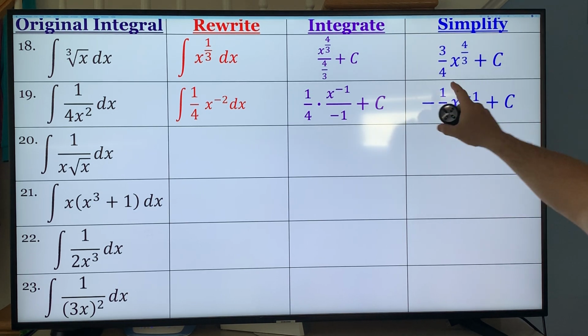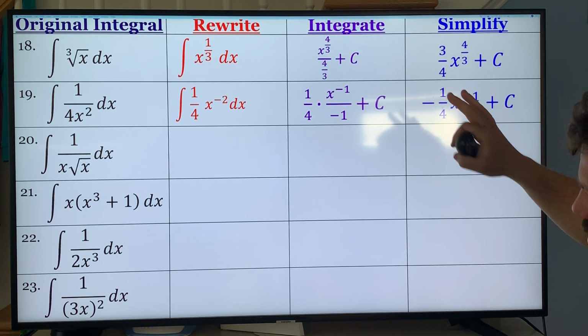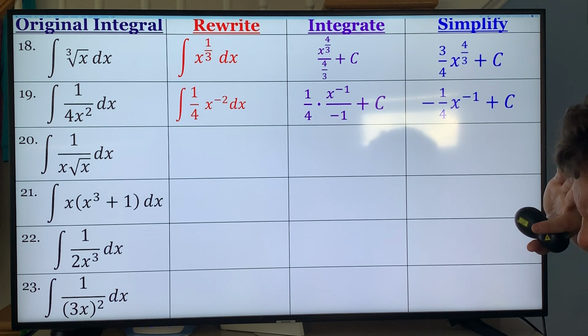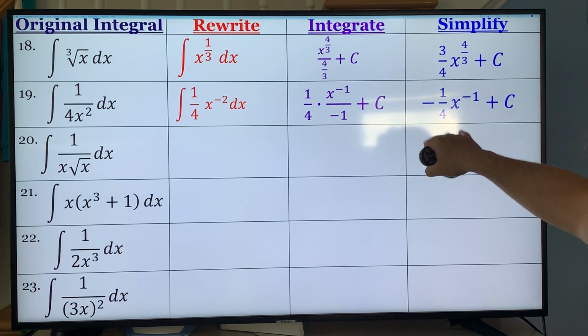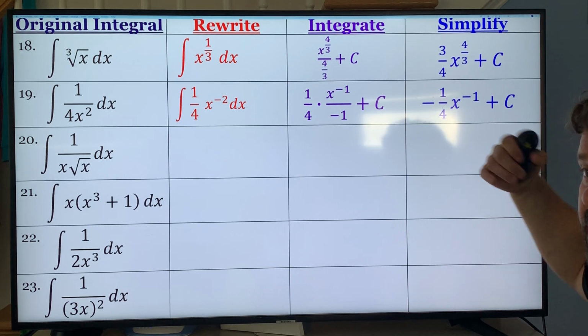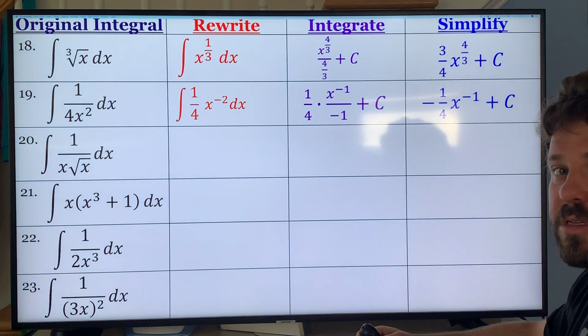Got it? I like to leave things like this now. I don't like my functions, my x's, inside the fraction. I like them all just raised to a power, albeit positive or negative. That's how they mostly do it in engineering as well.